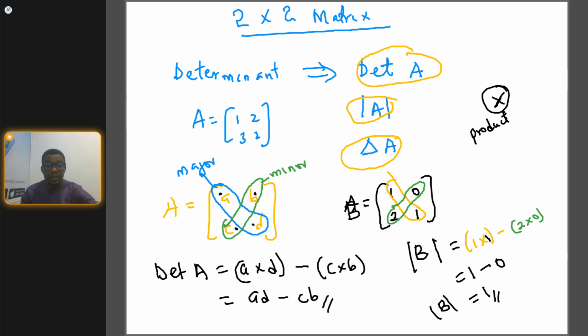I believe that is clear to us. If yes, please kindly signify. We are moving on to the next. We'll be taking another example under determinants of 2 by 2 matrix. Okay, let's take one more on that note of 2 by 2 matrix.